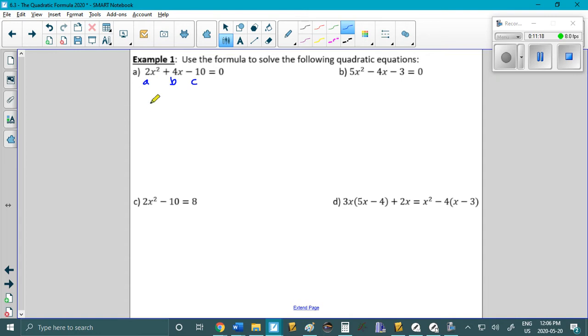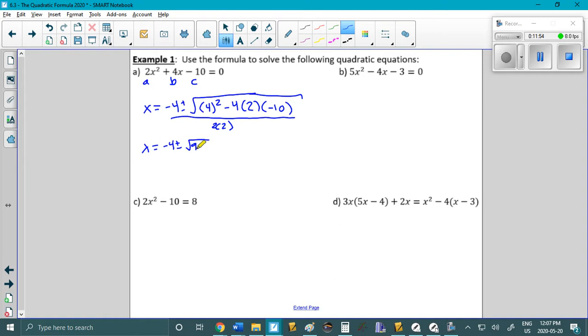So hopefully you've paused it and tried the first one. Now here we go. X is equal to negative b plus or minus the square root of b squared minus 4ac, all over 2a. Okay, so negative 4 plus or minus, and then here this is going to be 16, and then 4 times 2 is 8, times 10 is 80, so this is going to be 16 plus 80, which is the root of 96, I guess, all over 4.